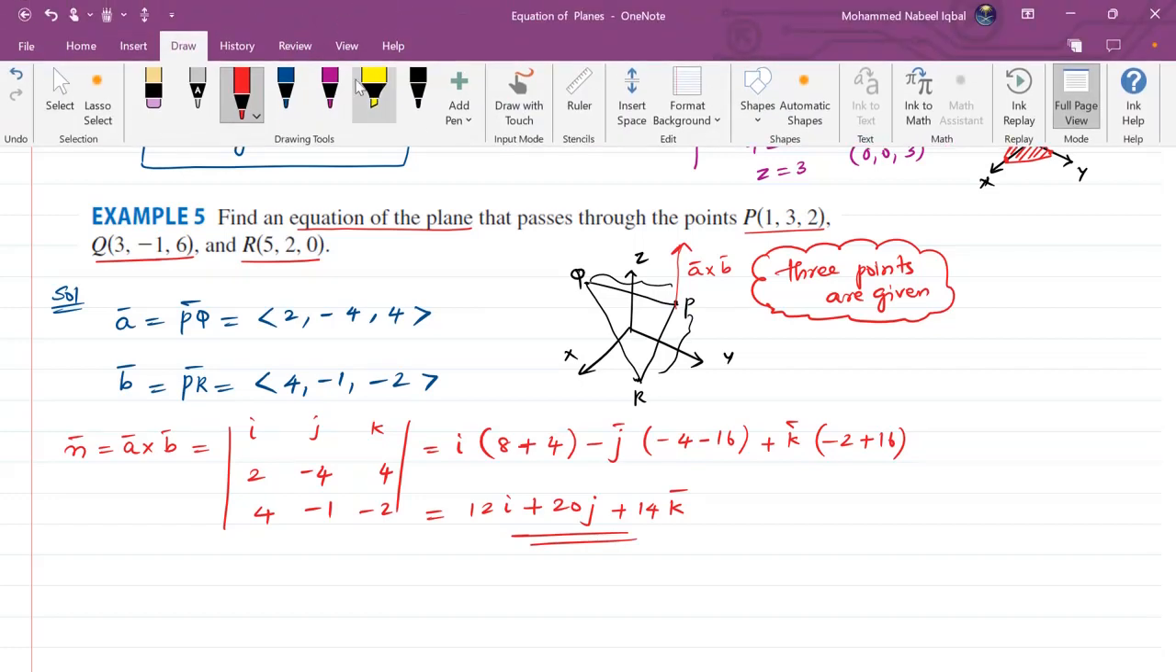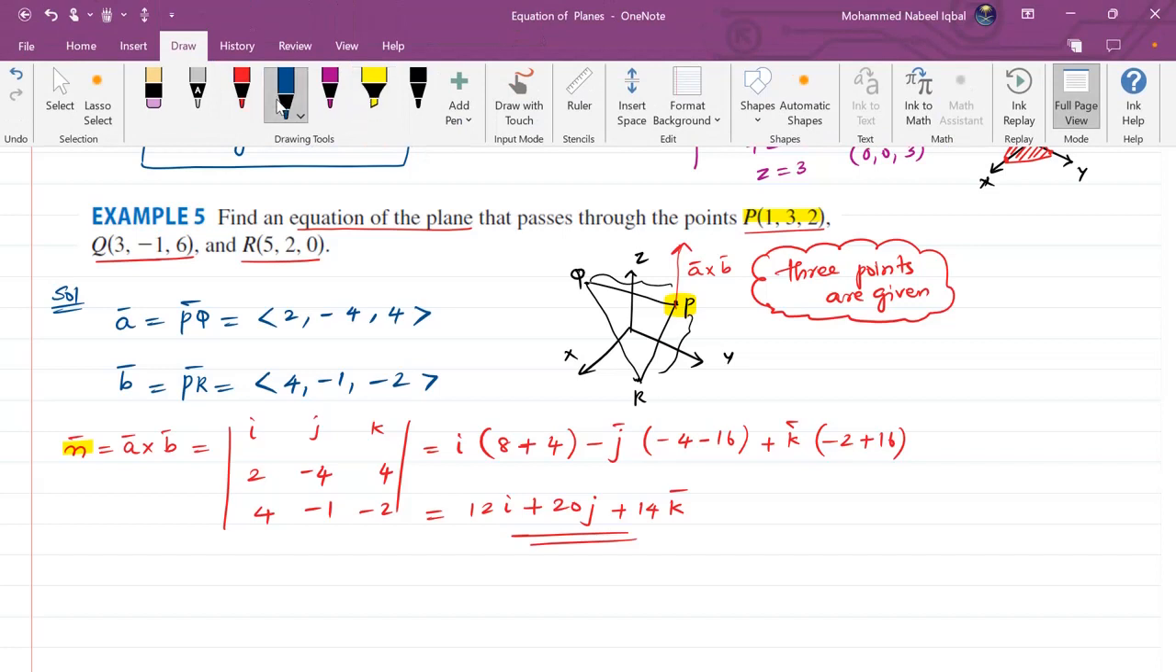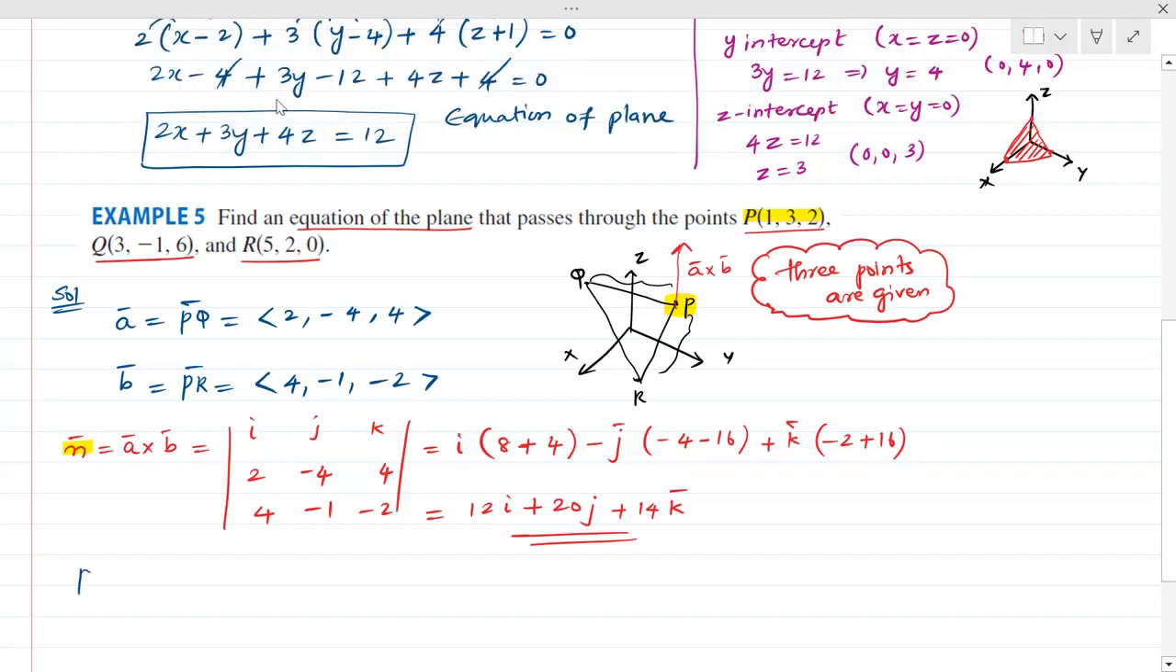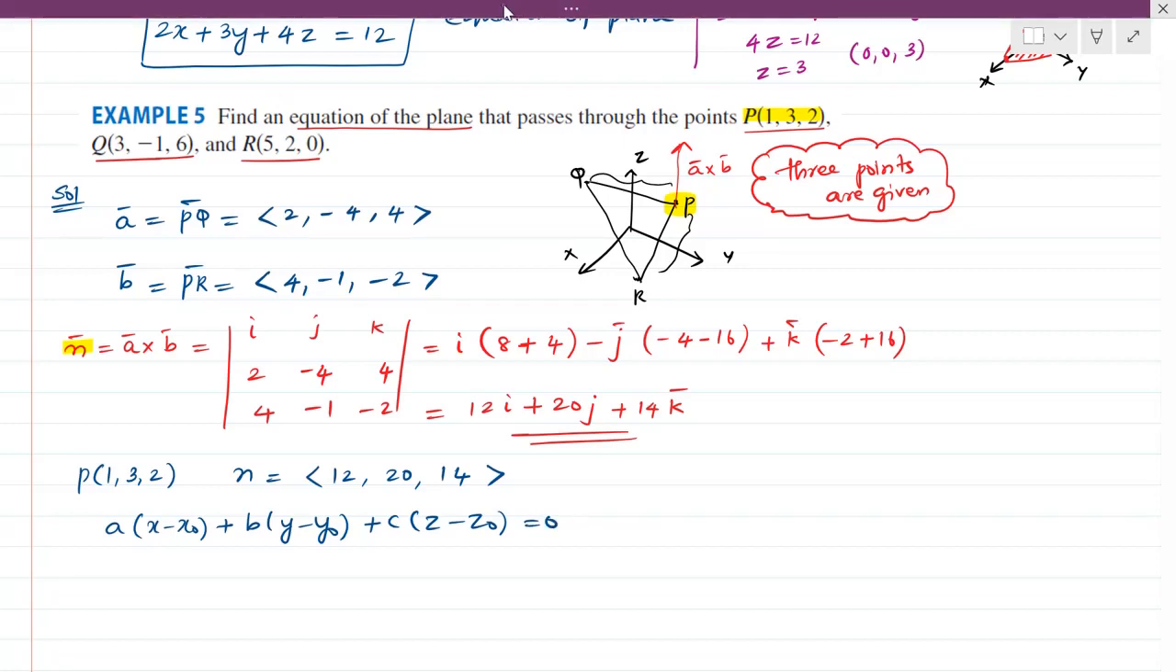So once you get the n vector and take the common point, we are taking the P value as the common point. So this is the point and this is the n cap. After that it is a regular method. One point is given: 1, comma 3, comma 2, and the normal vector is 12, comma 20, comma 14. After that, the equation of a plane is as usual: a times of x minus x naught plus b times of y minus y naught plus c times of z minus z naught equal 0. So substitute the values here.